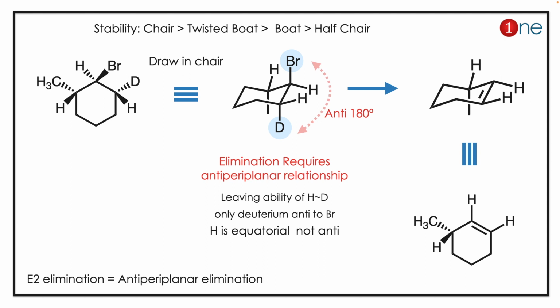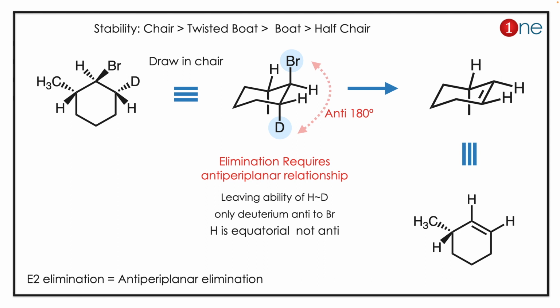If you look at it, Br is trans to deuterium, so it will eliminate, because the elimination reaction is an E2 reaction. It requires antiperiplanar position, meaning both should be 180 degrees to each other. Elimination happened. You have alkene formation. If you redraw nicely, you have the alkene with deuterium elimination.